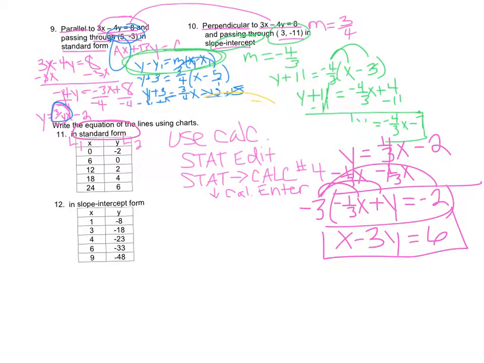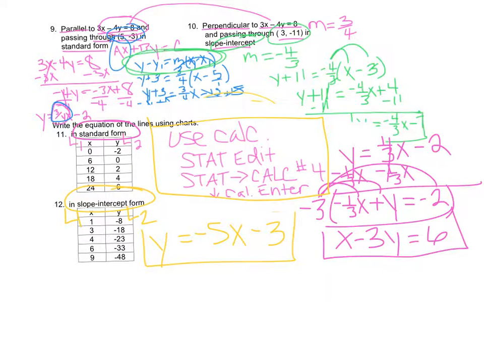Okay, so remember, here are your steps for the calculator. So stat edit to type them in. Remember, L1 is your x values, L2 are your y values. Type those in. And then you'll go back to stat, over to calc, number 4. Go all the way down to calculate. And then on this one, you should get y equals a, which is the same thing as m. Your slope is -5. And then your b is -3. Notice we want it in slope-intercept form, so that's all we have to do on that one.